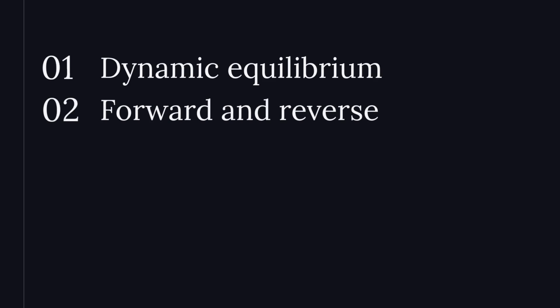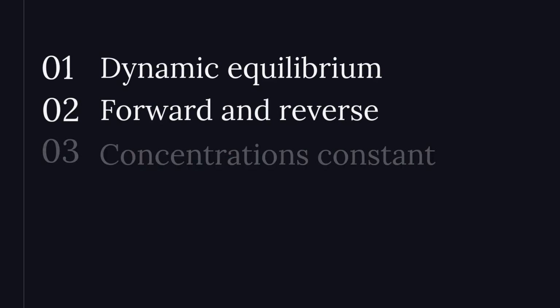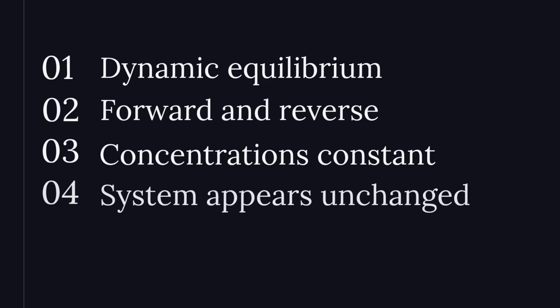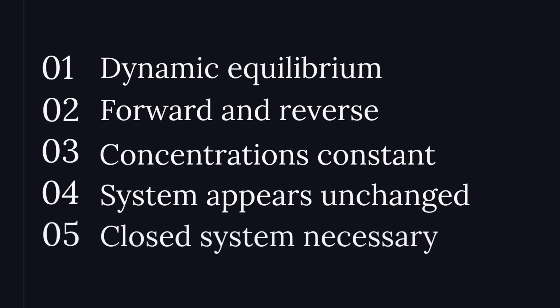Dynamic equilibrium occurs when forward and reverse reactions happen at the same rate. Concentrations remain constant, though not equal. The system appears unchanged, but reactions continue. A closed system is necessary for equilibrium. No substances enter or leave, allowing equilibrium to establish.